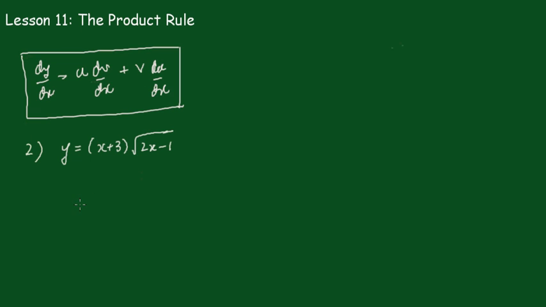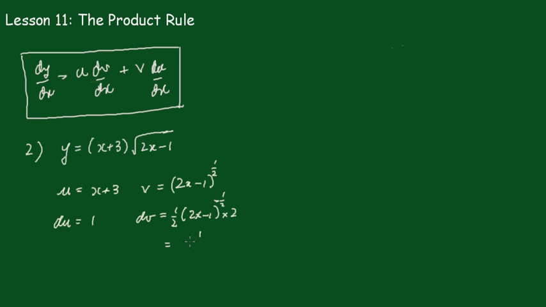All right, here's number 2. A little bit harder because you've got the square root sign. Again, we'll let u equal. I'll just pause the video if you like and have a go yourself. Okay, let u equal x plus 3 and v equals. Now, remember, we need to change that to a power of half. Now, du is equal to 1 and dv is equal to, now the half comes down, 2x minus 1, take 1 away from a half, you get minus a half. And we look inside and differentiate. This time we'll get a 2. And we tidy all that up. These will cancel out, and this becomes 1 over square root of 2x minus 1.